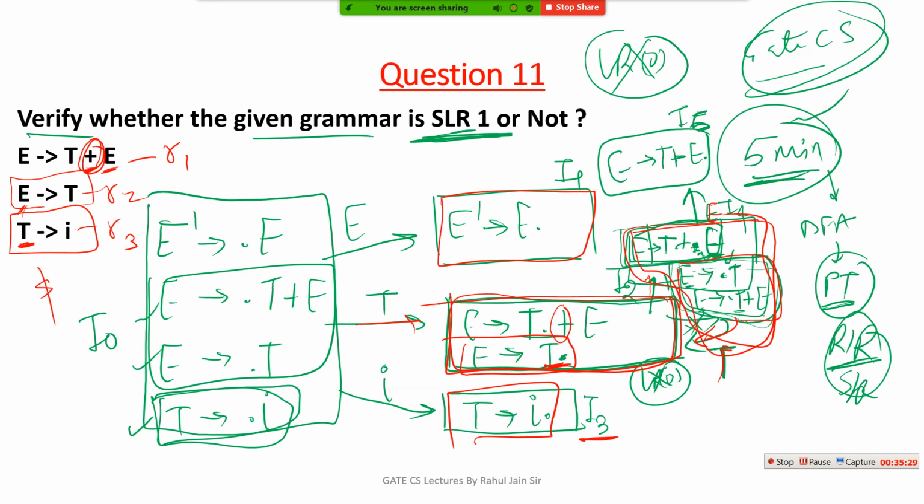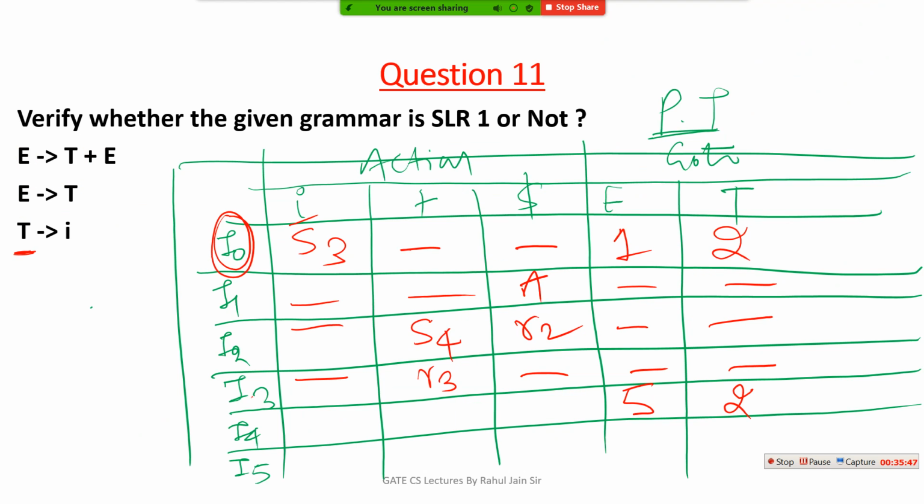Now I5 is there, guys, and I5 is reducing here. What is it reducing? It is reducing equation number 1, that is R1. R1 will reduce on follow of E. What is follow of E? Follow of E is dollar, so R1 will reduce on dollar, so R1 is reducing here.